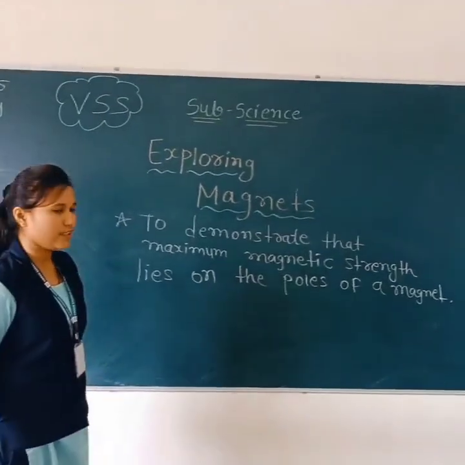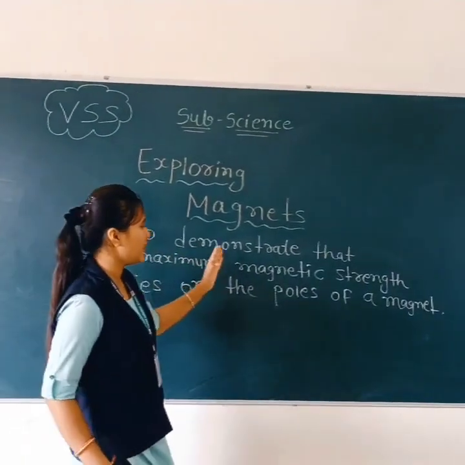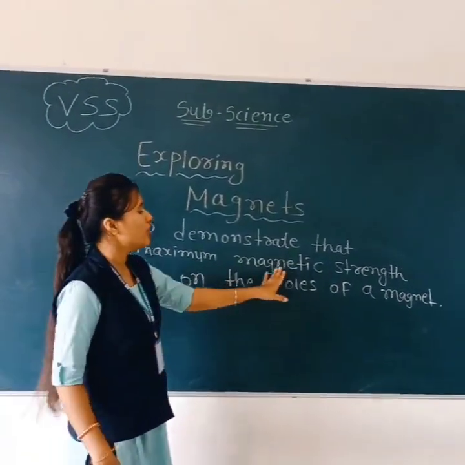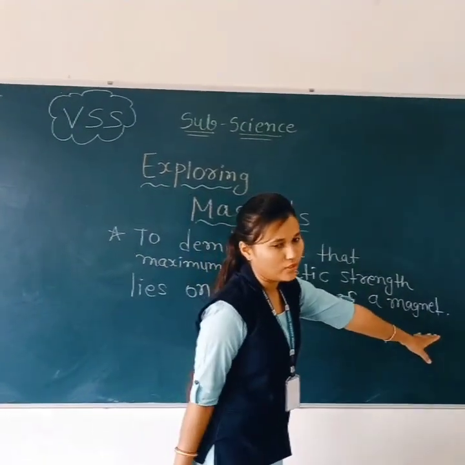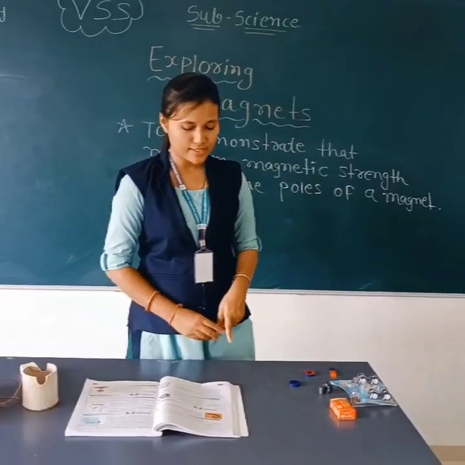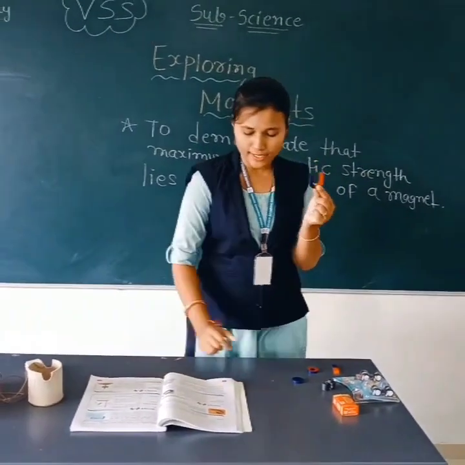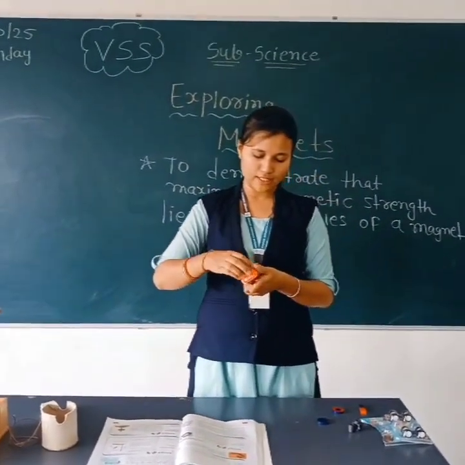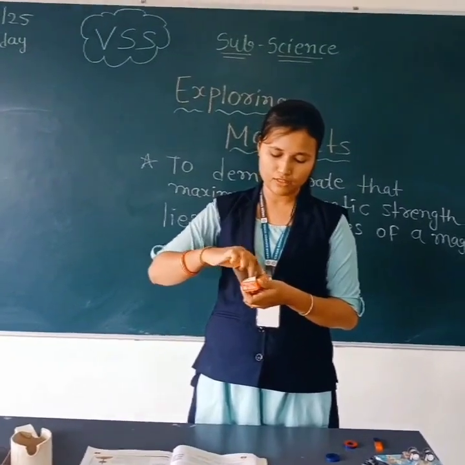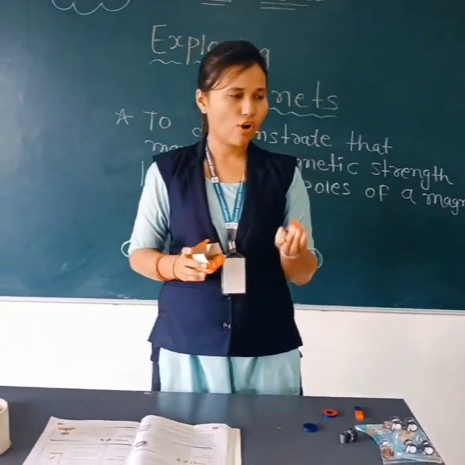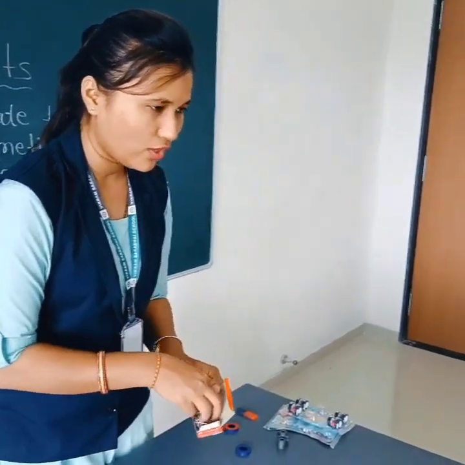We will learn to demonstrate that maximum magnetic strength lies on the poles of a magnet through an activity. Okay. Materials required: one horseshoe magnet and iron filings. For iron filings I have taken U-pins here. That is iron filings. Okay. That is pure iron filings and a horseshoe magnet. And spread on the paper.